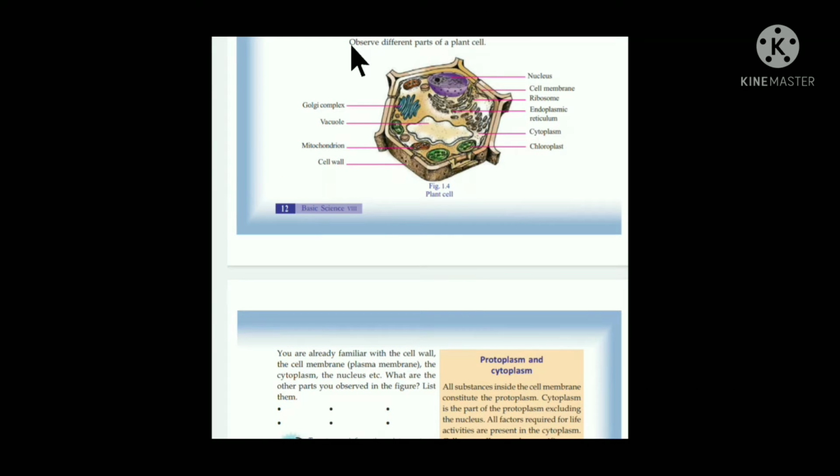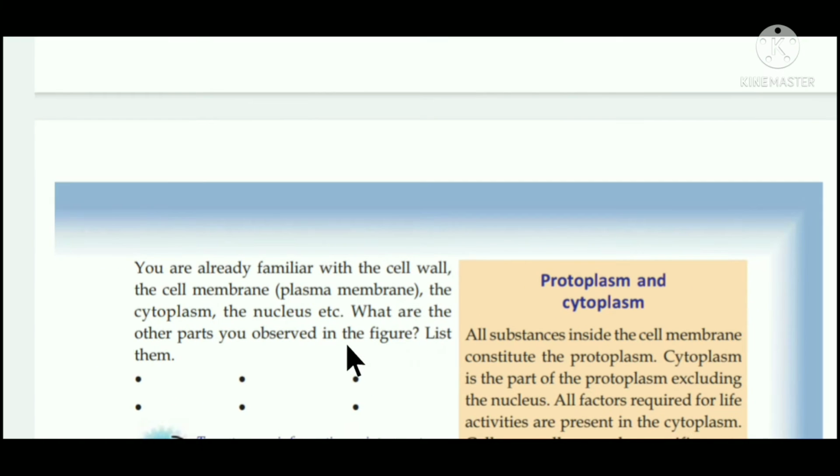Next. Look at this figure. Observe different parts of a plant cell. So this is a question, and you can see the plant cell here. And your question is in the next page. Here, you are already familiar with the cell wall, cell membrane. Cell membrane can also be known as plasma membrane, cytoplasm, nucleus, etc. What are the other parts you observed in the figure?